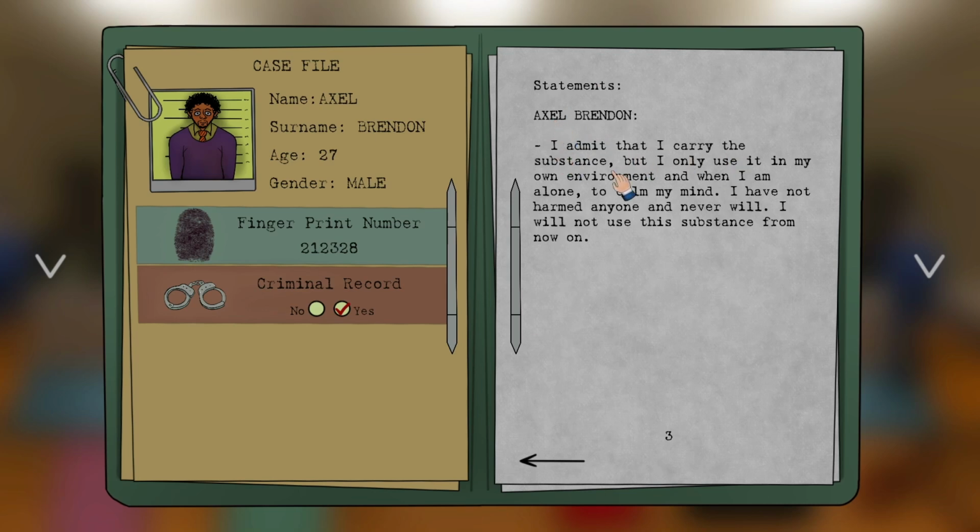I admit that I carry the substance, but I only use it in my own environment and when I am alone to calm my mind. I have not harmed anyone and never will. I will not use the substance from now on.